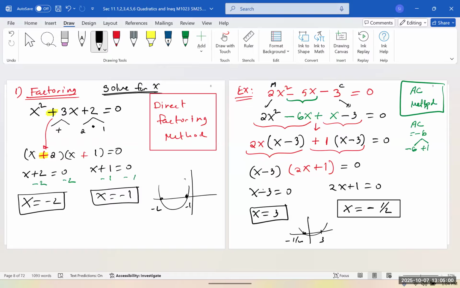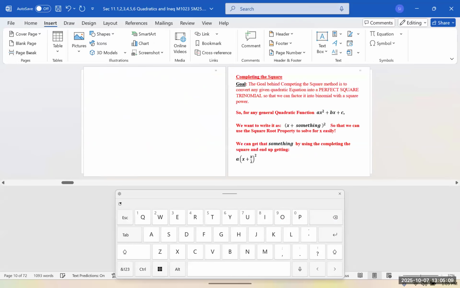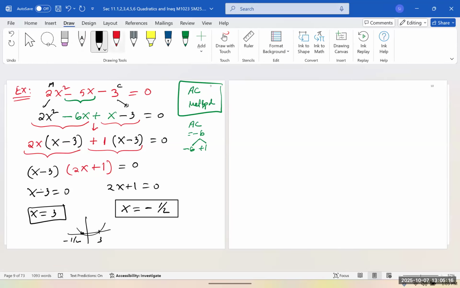Now this is the correct way of doing the AC method. But I love another AC method, which is incorrect. Wrong AC method. In the wrong AC method, what you do is this. 2x squared minus 5x minus 3 equals 0. We shouldn't say wrong, we should say weird. Weird AC method.